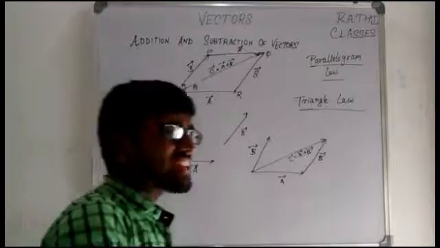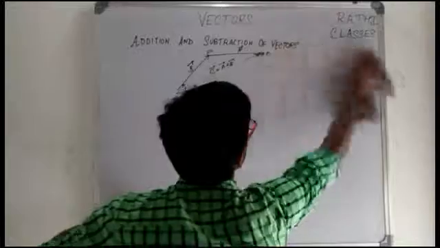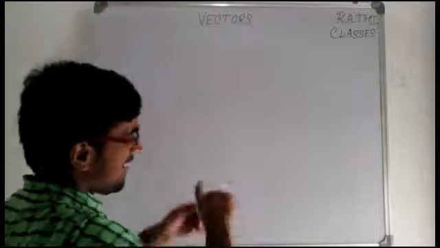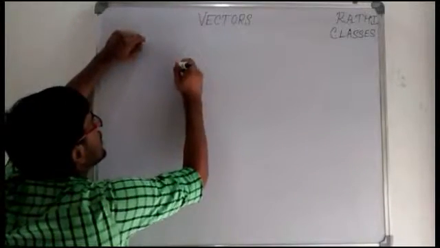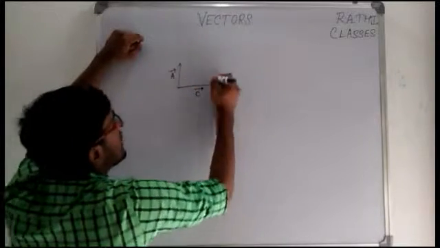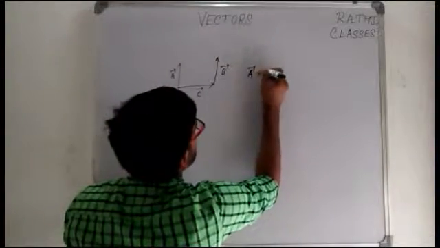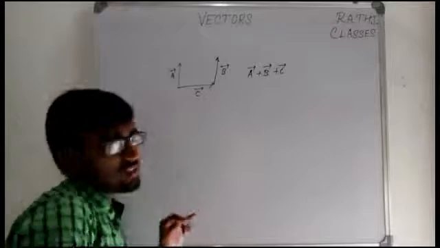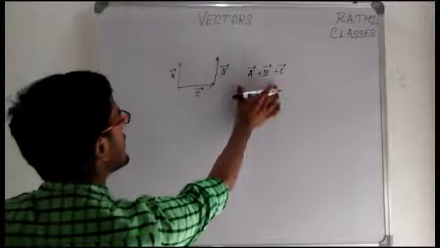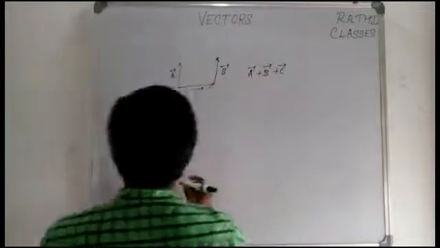Now, taking some examples to find the resultant vectors. Let's take some examples. Let's say this is a vector A, let's say this is a vector C, and let's say this is a vector B, and we need to find the resultant of vector A plus vector B plus vector C, right? How to do this? We have three vectors in space like this, and we need to find the resultant of A plus B plus C.